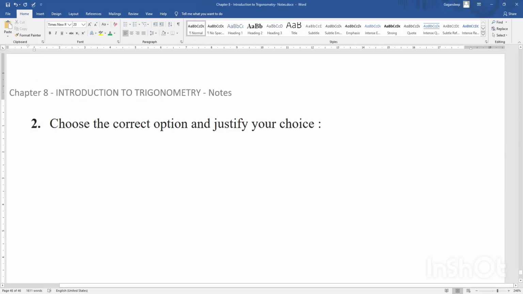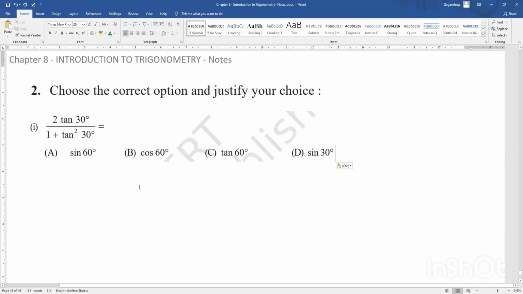Choose the correct option and justify your choice. So I have the first question. 2 tan 30 degree over 1 plus tan square 30 degree. Also, we have the following 4 options. So for this, I'm going to take this 2 tan 30 degree by 1 plus tan square 30 degree. Now here, what is tan 30? Tan 30 is 1 by root 3.